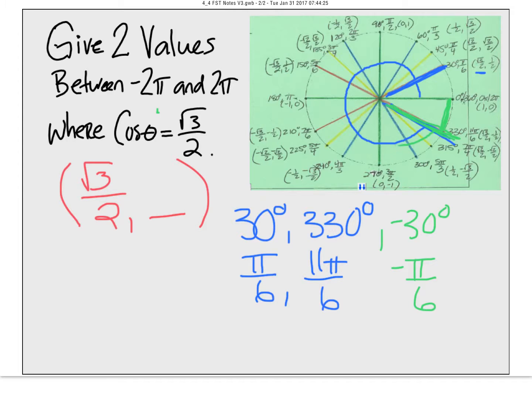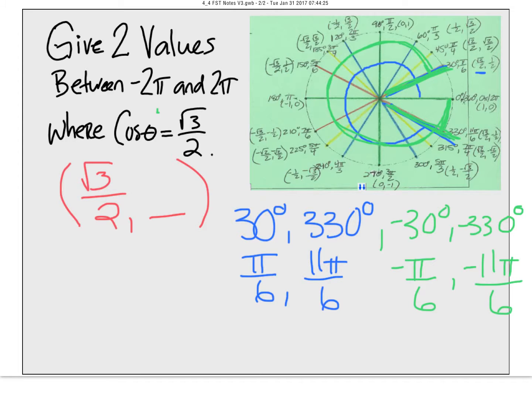As we continue around the circle backwards, we're going to hit the x value of the square root of 3 over 2 one more time, right here. Again, on the normal rotation, that's 30 degrees. But as we go backwards, this is actually negative 330 degrees. Now, if I were to convert those degrees to radians, that would be negative 11 pi over 6. So those are the 4 values at which it happens.